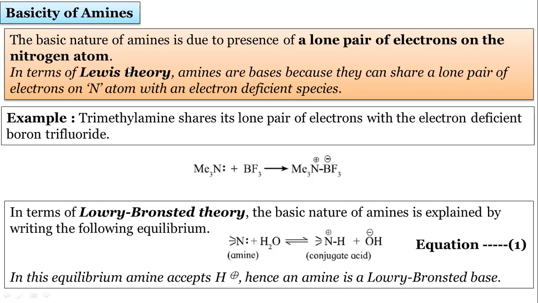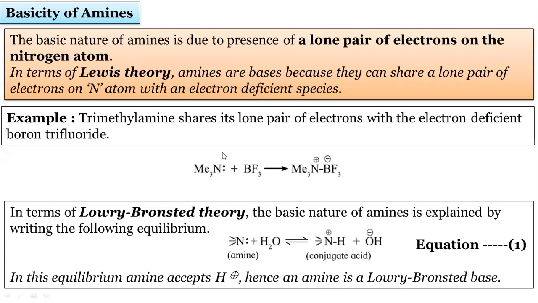What is this Lewis theory? Lewis is the name of the scientist who gave the definitions of acids and bases. So I will explain the definition of base. According to this scientist Lewis, the substance which donates its lone pair to another atom is called a base. So amines also have the lone pair of electrons here. In case of primary amine, secondary amine, and tertiary amine, we can find the lone pair of electrons.